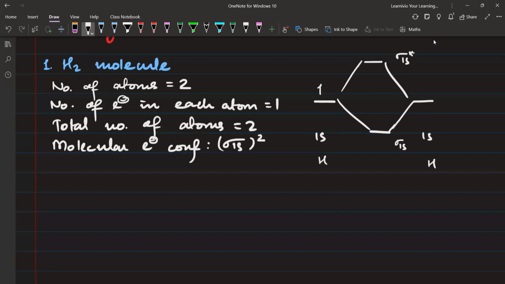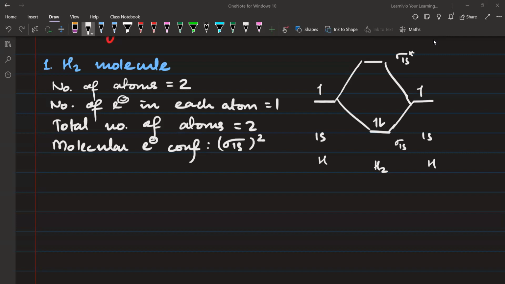Here we have one electron from hydrogen. Here also we have one electron from hydrogen. After the combination of atomic orbitals, we are going to have two electrons on the lower energy level because the electrons will be at the lowest energy state possible. So that is why we are having two electrons in the sigma 1s. Does this make sense? Yes or no? Please tell me.